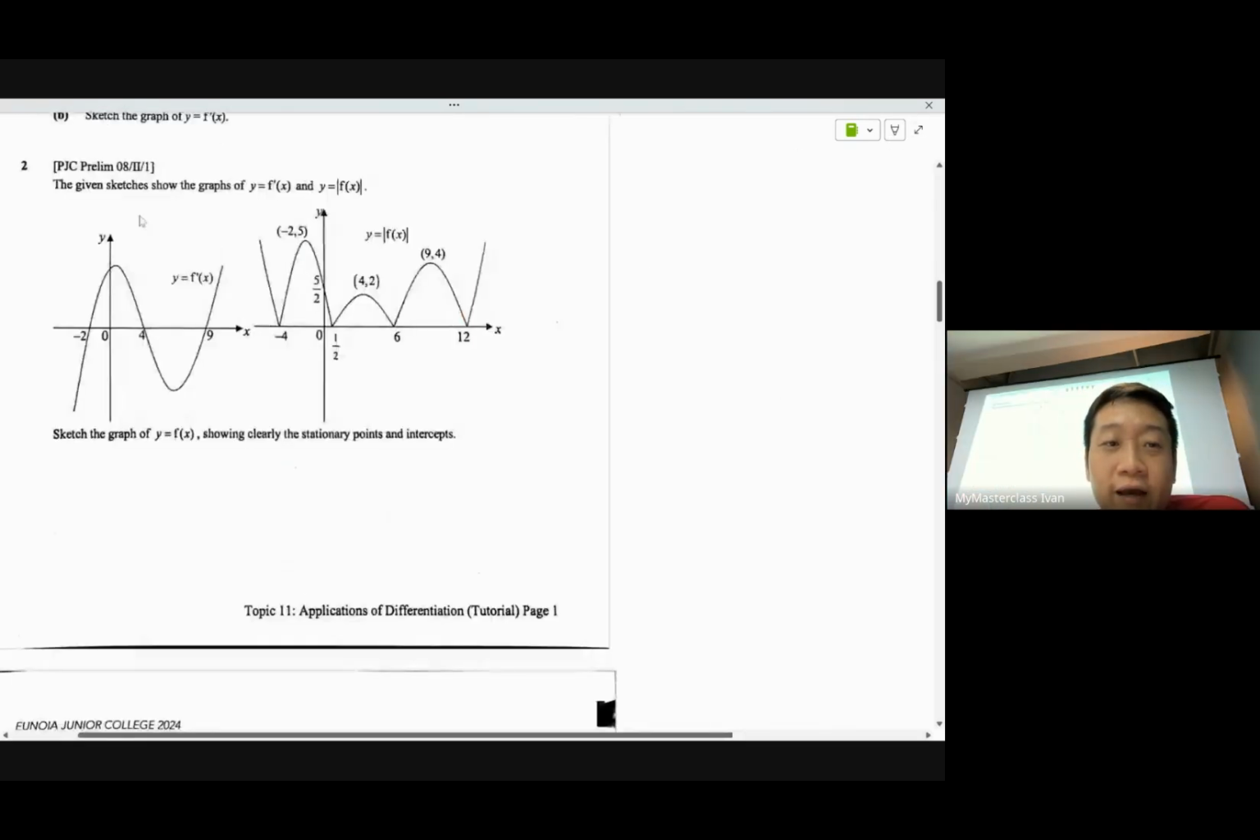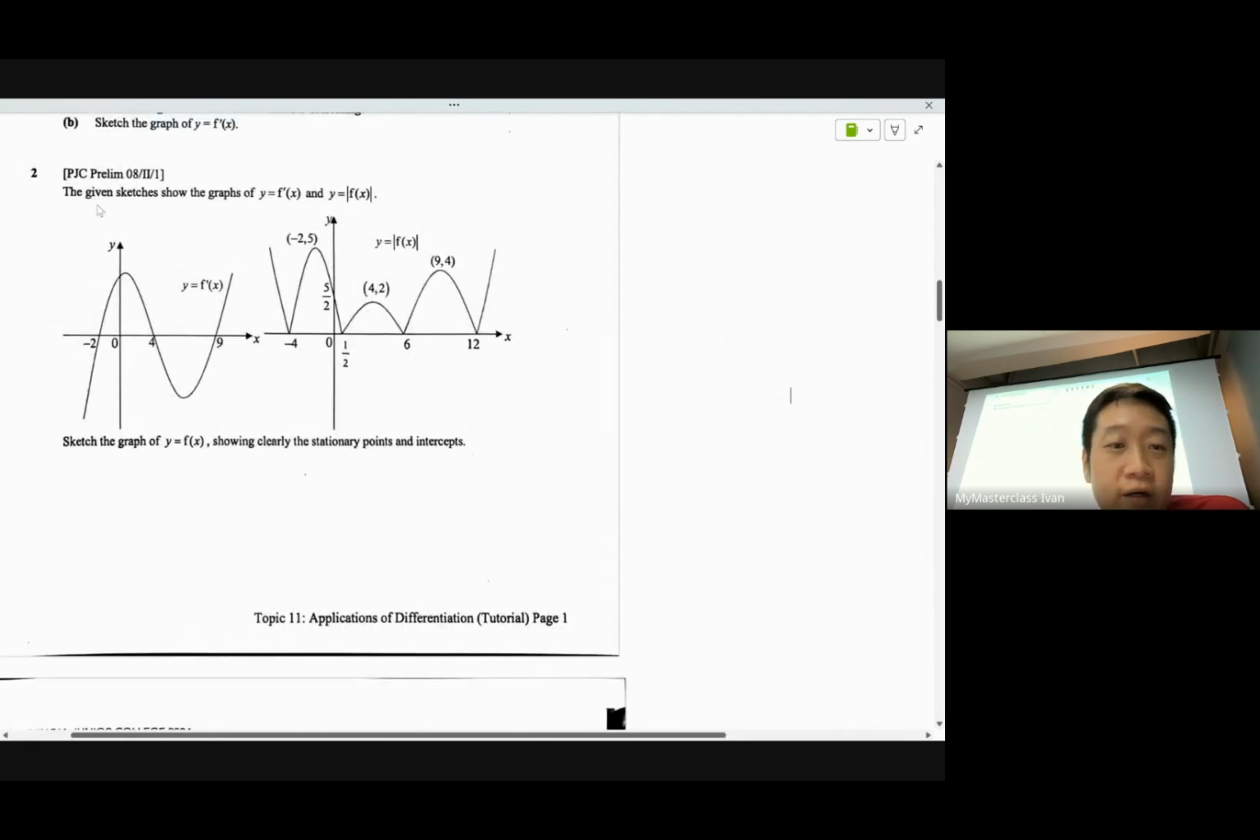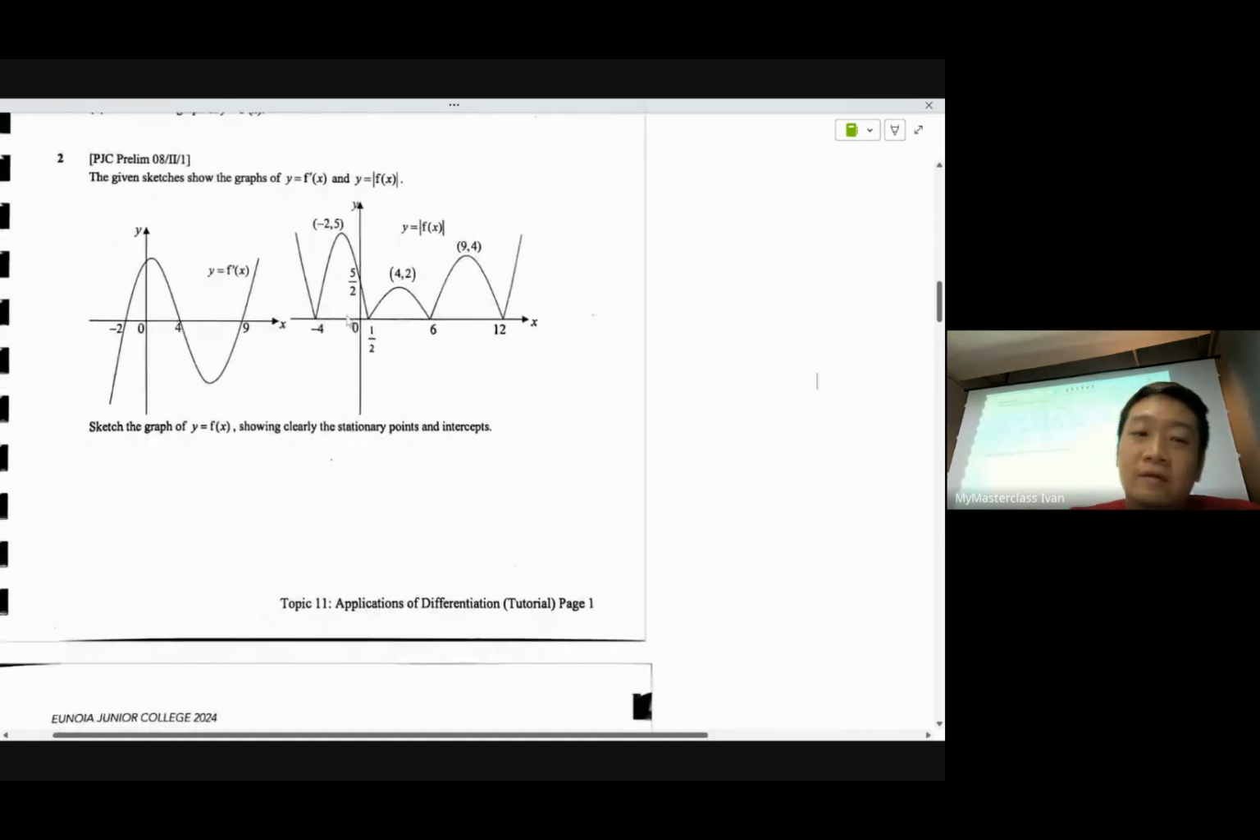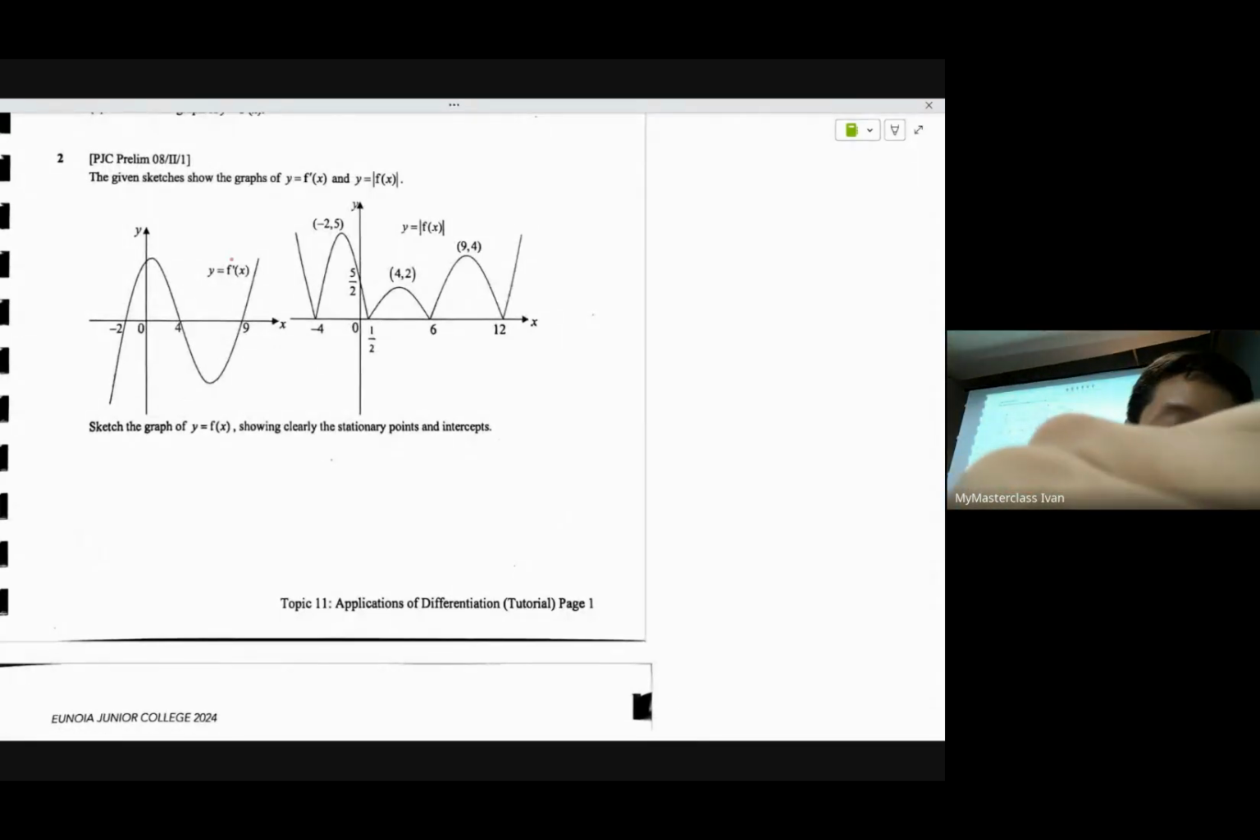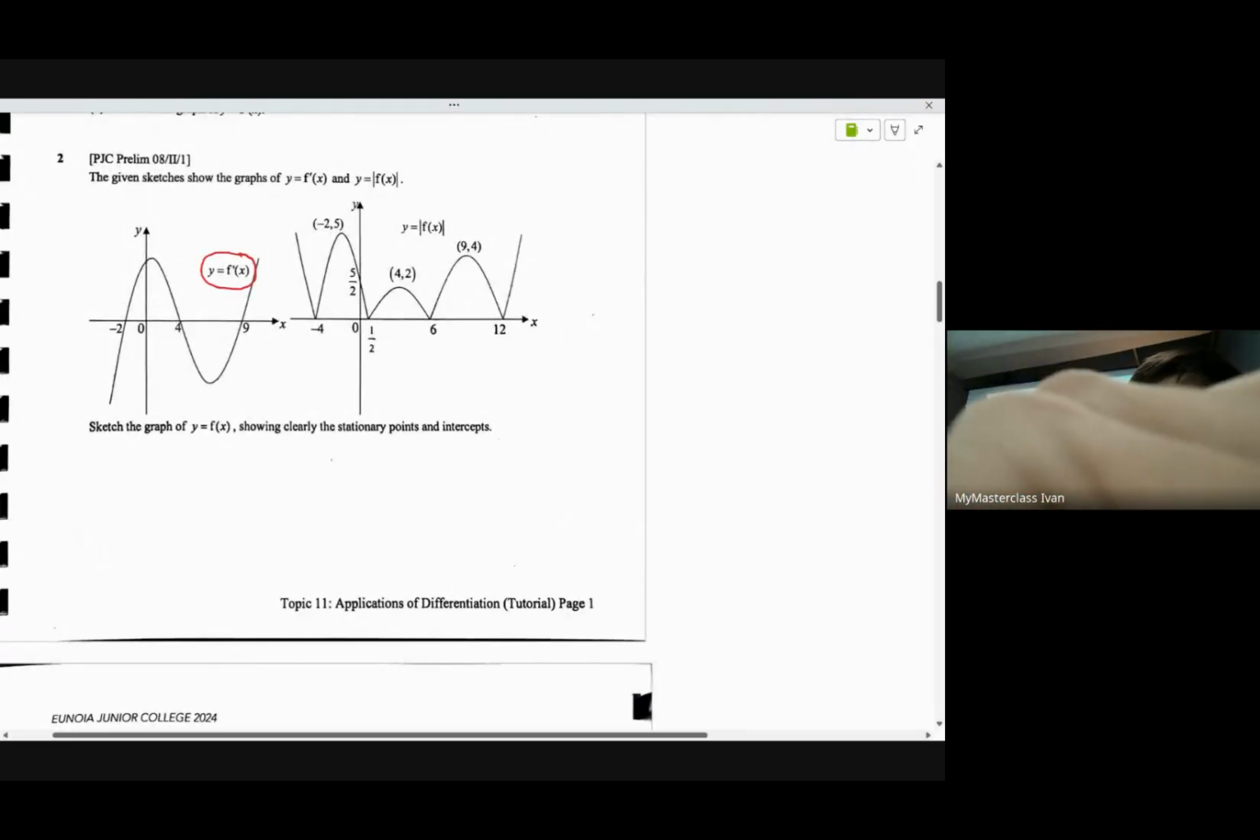The question tells you, okay, so look here. The sketch, just look up. The sketch shows you the f prime x and the modulus f x. Okay, what I want to tell you is that this part, don't be scared first. Don't be scared about this part first. Shen, can you tell me what is the meaning of f prime x?